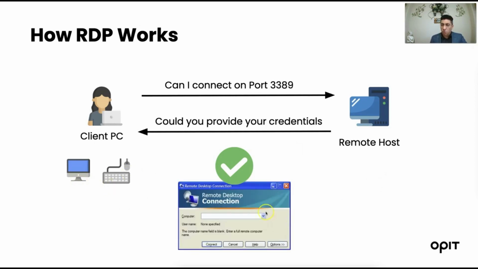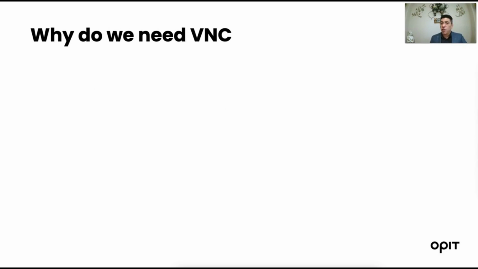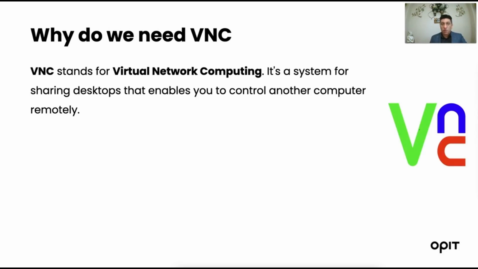And this is an example of how it looks when you put in the IP address of the remote host for a remote desktop connection. So what is VNC? Why do we even need it if we have RDP? VNC stands for Virtual Network Computing. It's a system for sharing desktops that enables you to control another computer remotely. Seems like RDP so far.